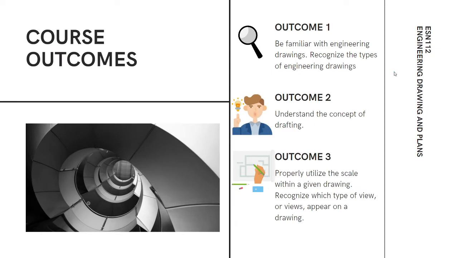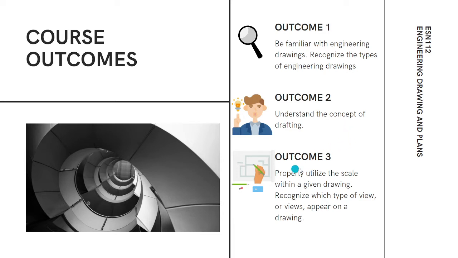So, course outcomes. What would we expect from this subject? First outcome, we would be familiar with the engineering drawings. As I mentioned before, we could recognize the types of engineering drawings. Second, we would understand the concept of drafting. It is not just about rules, we also apply them when we do manual drafting or even computer aided drafting.